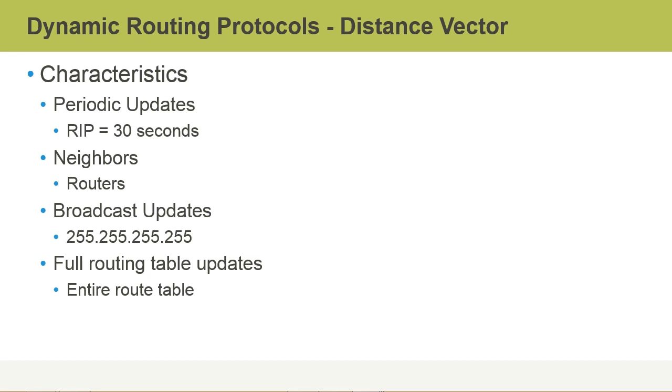And that is one of the disadvantages of some of these dynamic routing protocols: every 30 seconds, there's now a packet being delivered across the network, using up bandwidth, that's sending out routing updates.